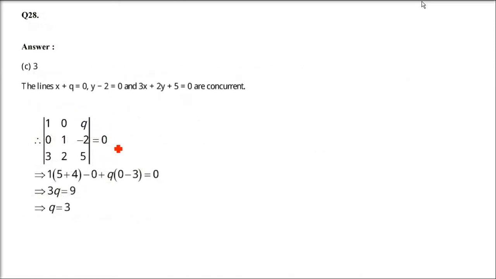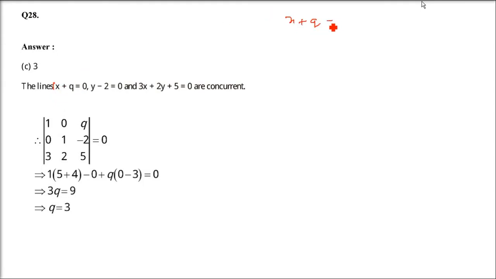If the lines x plus q equals 0, y minus 2 equals 0, 3x plus 2y plus 5 equals 0 are concurrent, then the value of q will be. So the same logic we have to use. We have already seen a question like this. So what will we do?